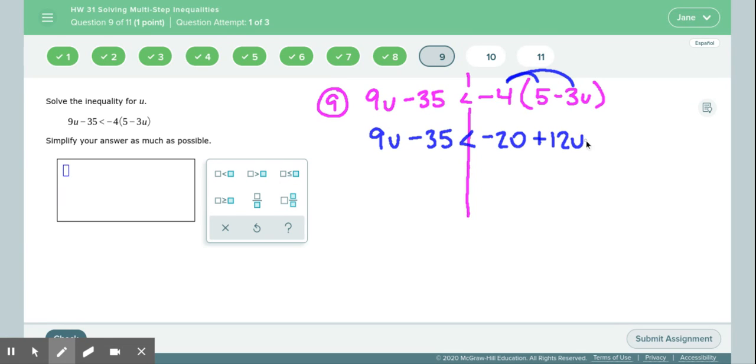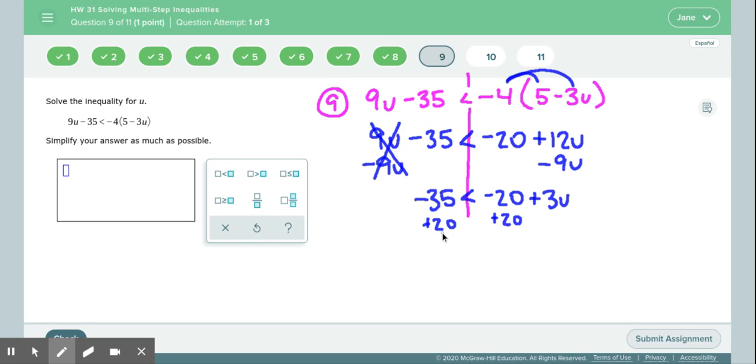So now my variables are 9u and 12u. They're on opposite sides, so I need to get them onto the same side. Which one's smaller? That would be 9u, so I'm going to move the 9u over. The opposite of a 9u would be minus 9u, so minus 9u on both sides. 9u minus 9u cancels. Be careful, this isn't just 35, there's a negative in front of it. So negative 35 is less than, and then I still have negative 20, and then 12u minus 9u would give me positive 3u. U is attached to 3, so get rid of what's unattached first. The opposite of a minus 20 would be a plus 20 on both sides.